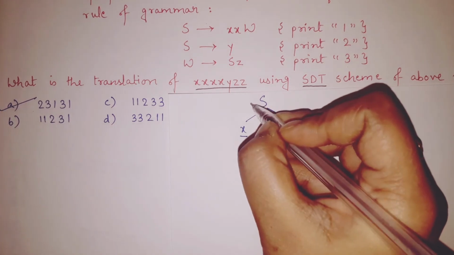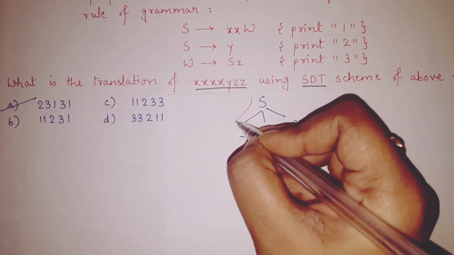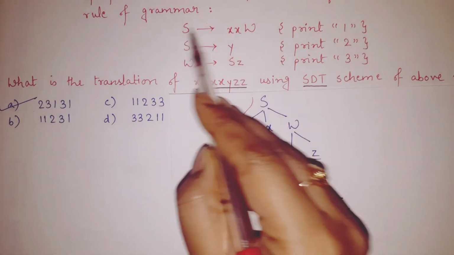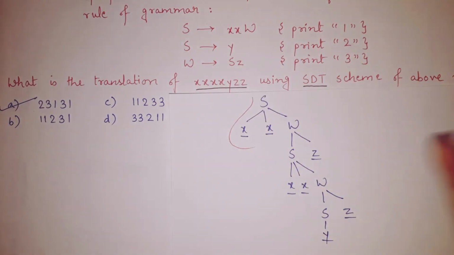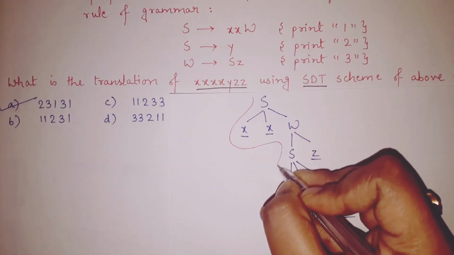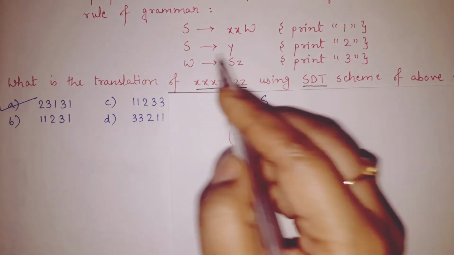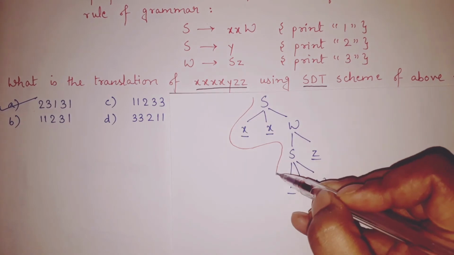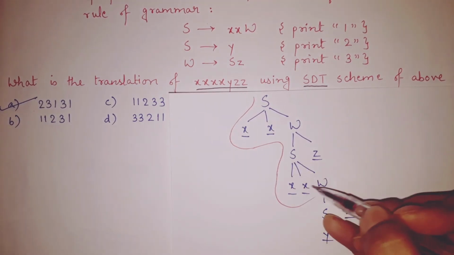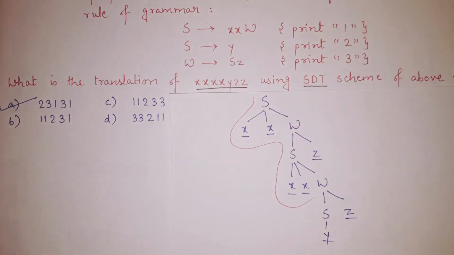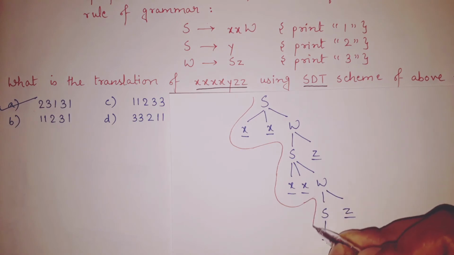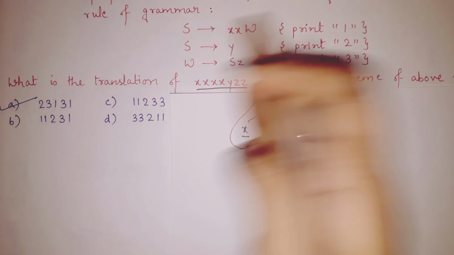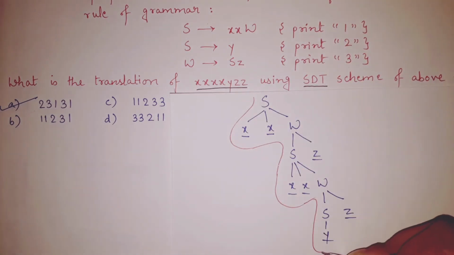Starting from here, first of all, I got S gives XXW. That is a normal move. We don't need to do anything. Again, W gives SZ is a normal move, left to right, no need to do anything. S to XXW is a normal move, left to right, no need to do anything. S to Y, yes, S to Y is a normal move, left to right, no need to do anything.